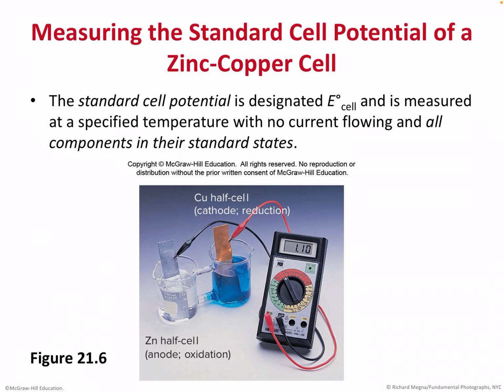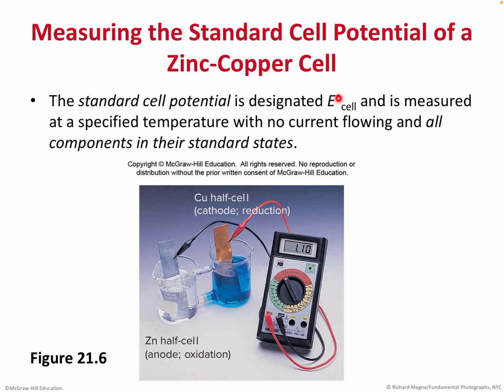Measuring the standard cell potential of a zinc copper cell. How do we measure it? So we can use a voltmeter. The standard cell potential is designated as E0 cell.